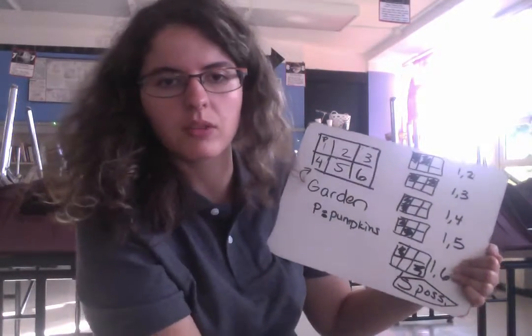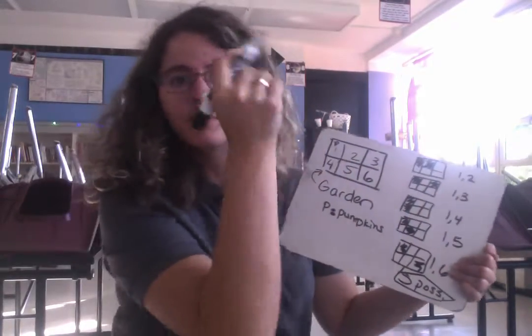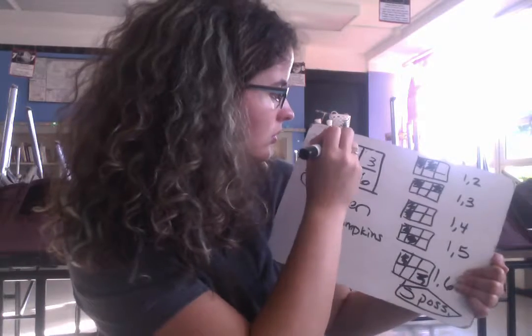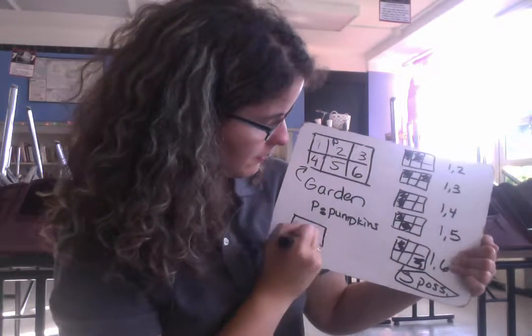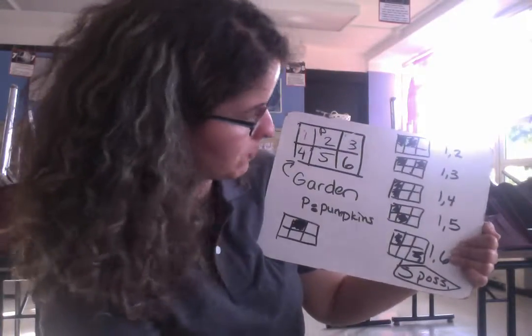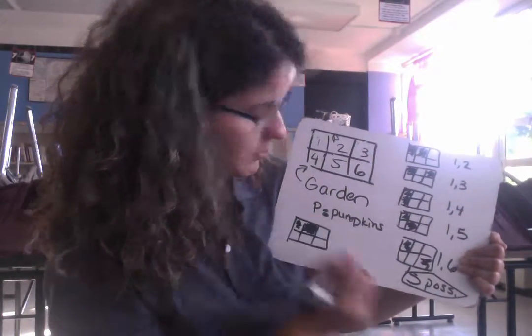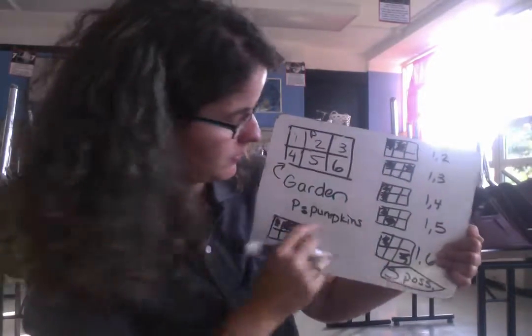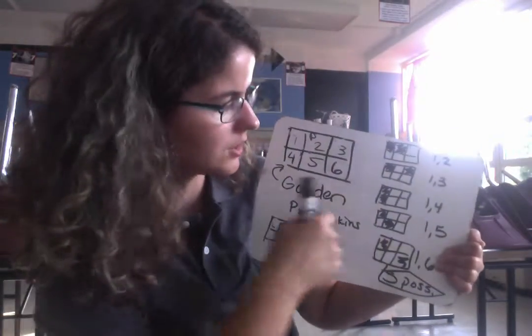But we didn't say that one of them has to be in plot 1. So what if I move to plot 2? And I have a pumpkin in plot 2. Well, if I put a pumpkin in plot 1, now I have a duplicate. This is the same as the one up here. So I can't do that. So I need to do something that's new.